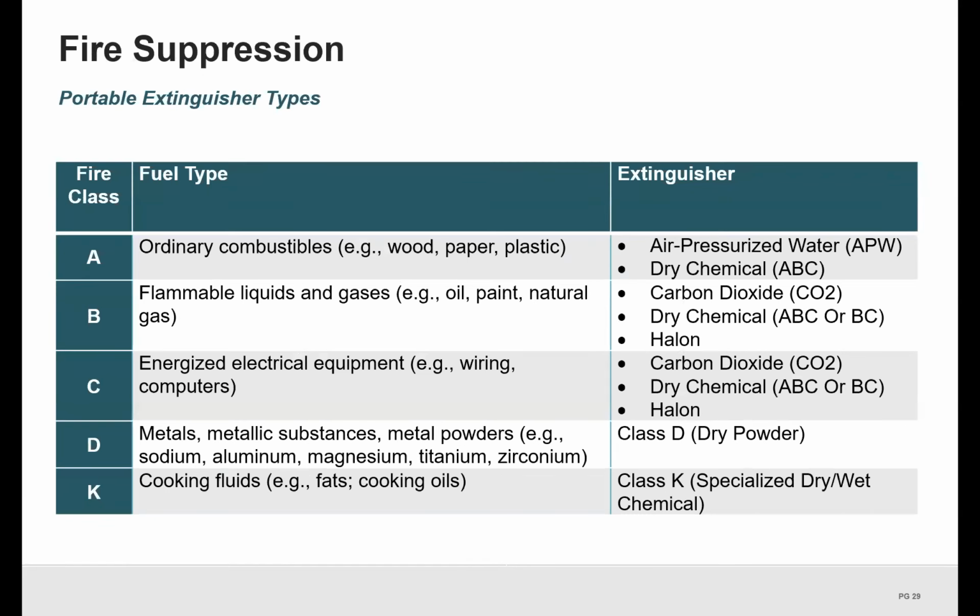There are 5 classes of extinguishers: A, B, C, D, and K. Please look at the labels below on the screen to see which one is for which.